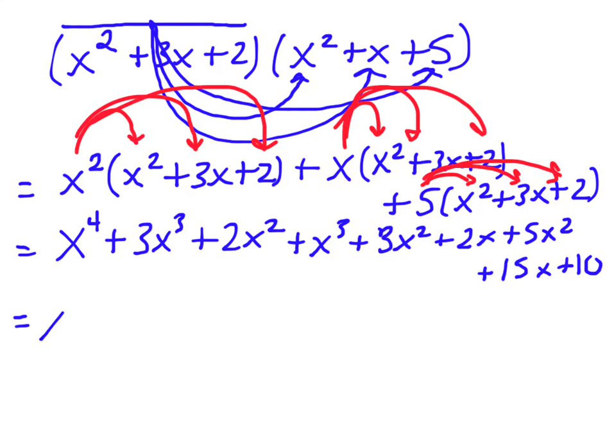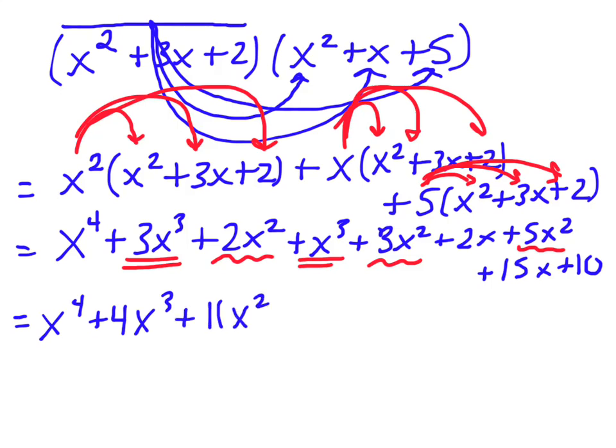So the x to the 4 is not going to change, so let's identify some of our like terms. I've got an x cubed here and an x cubed here, so I'll do those now. 3x cubed plus x cubed is 4x cubed. And then I have 2x squared, 3x squared, and a 5x squared, so that's going to give me 6, and then I add 5 onto that, that's 11x squared.